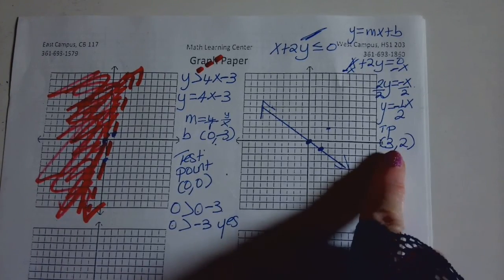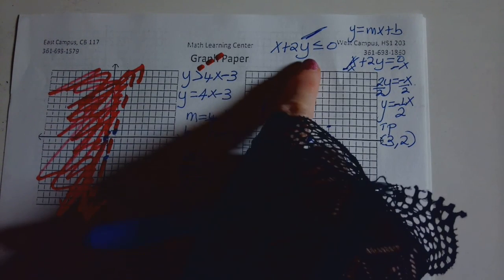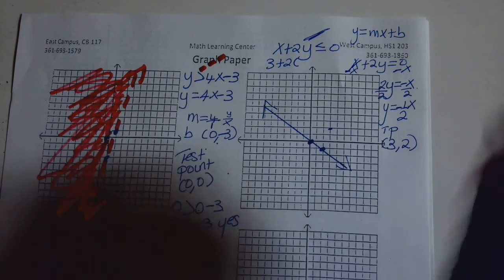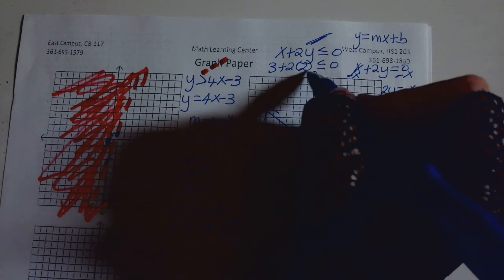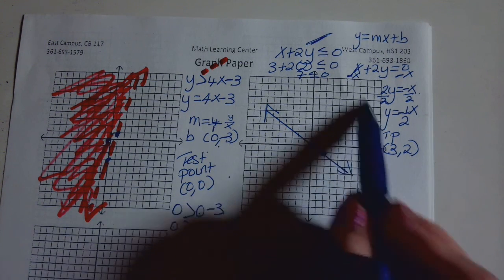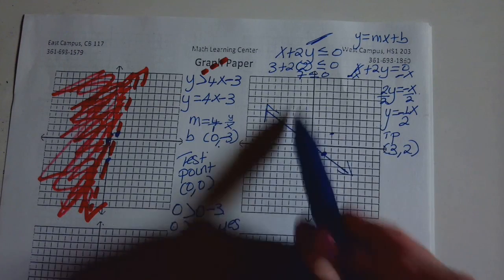So remember, you go back to the original up here and you plug it in. So x is 3. 3 plus 2 times y, which is 2, is less than or equal to 0. 3 plus 2 times 2 is 4, so that's 7. Okay, is 7 less than or equal to 0? You should see that that is definitely not true. So that means this point isn't true, nor are all of these. These are all not true.